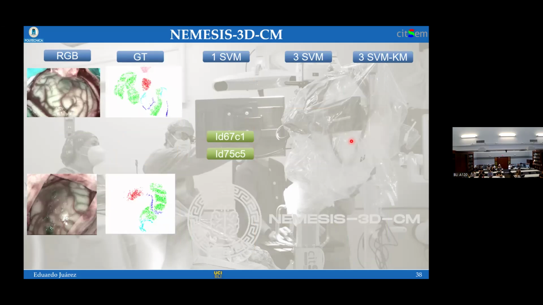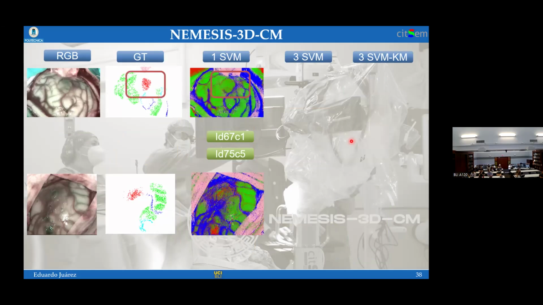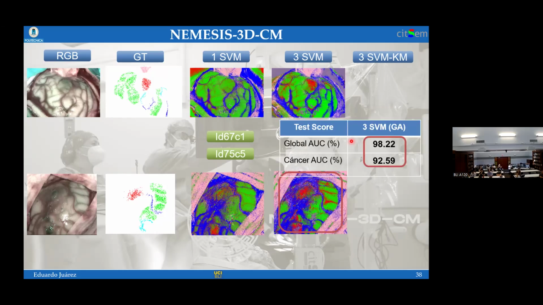This is the ground truth. Red means where the glioblastoma is located. Green is the healthy tissue. And what we can see is that with one SVM, the result is not good. We are not able to find where the tumor is, right? But we knew that. But what happens when we use three? In that moment, the tumor begins to be located. The behavior of the support vector machine, we also know it: it is very noisy. When we showed these results to the surgeons, they said, hey, it's good, but to make a decision, that's not good enough.